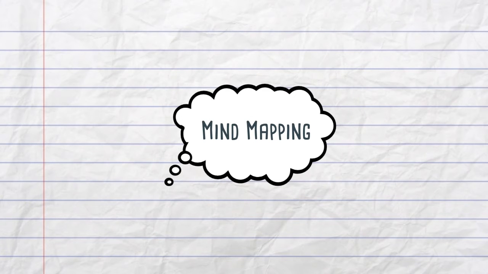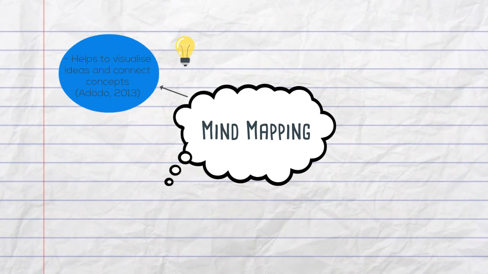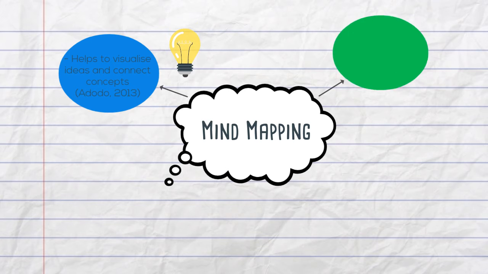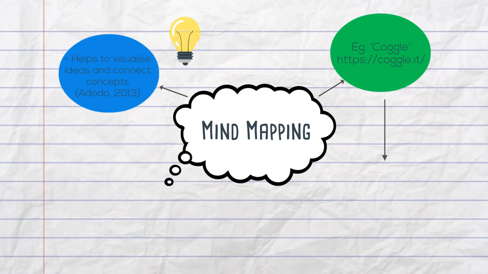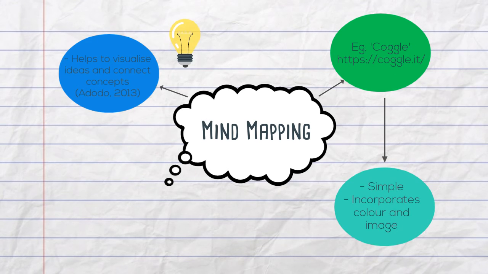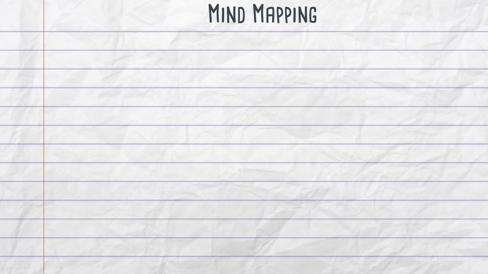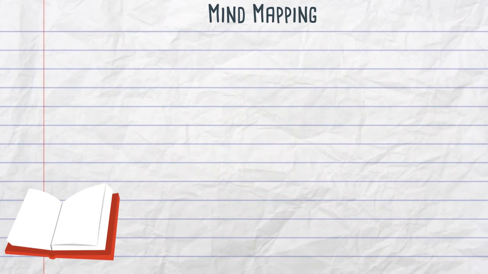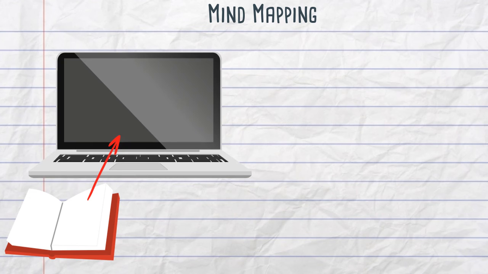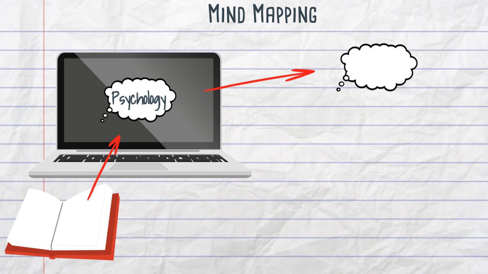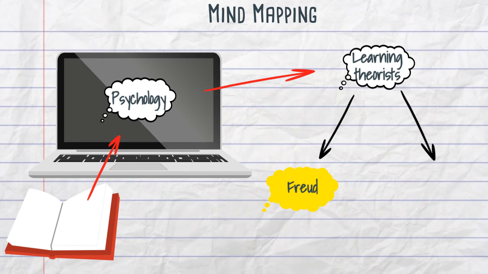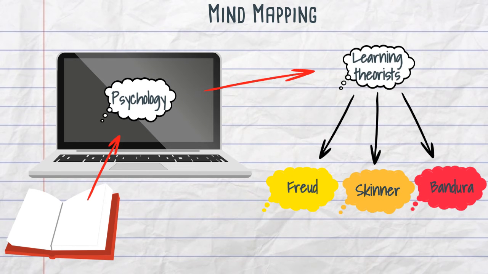Mind mapping is a tool which helps students visualize their ideas and connect concepts. Coggle is an example of a mind mapping website which is simple yet allows for creativity through the use of color and image. This is an information transmission approach to learning as students receive knowledge from a teacher or textbook and individually transfer it into their memory through creating mind maps. This is particularly beneficial for psychology students as it helps in understanding links between concepts.